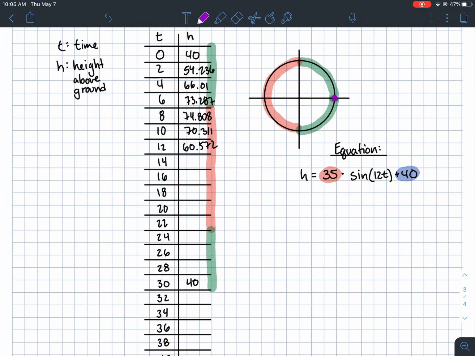And just one key piece of information is that when we're dealing with a sine graph, we're always going to start here. This is always our start when we're dealing with sine. And we'll start to see a cosine graph here too. And we always go counterclockwise unless stated otherwise.